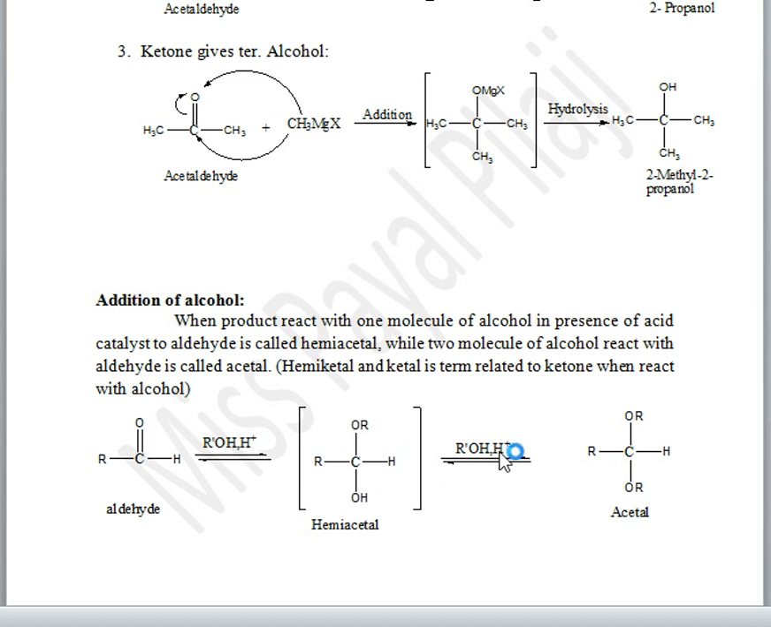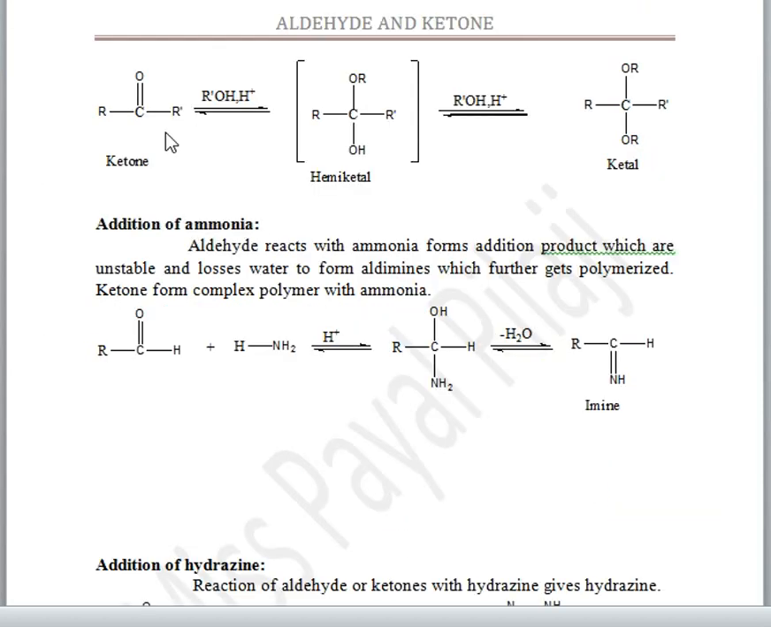Again it reacts with one molecule of alcohol, forming an acetal. The reaction forms hemiacetal and acetal with the aldehyde. When the reaction is with a ketone and one molecule of alcohol, it gives a hemiketal, which again reacts with one molecule of alcohol to give the ketal.